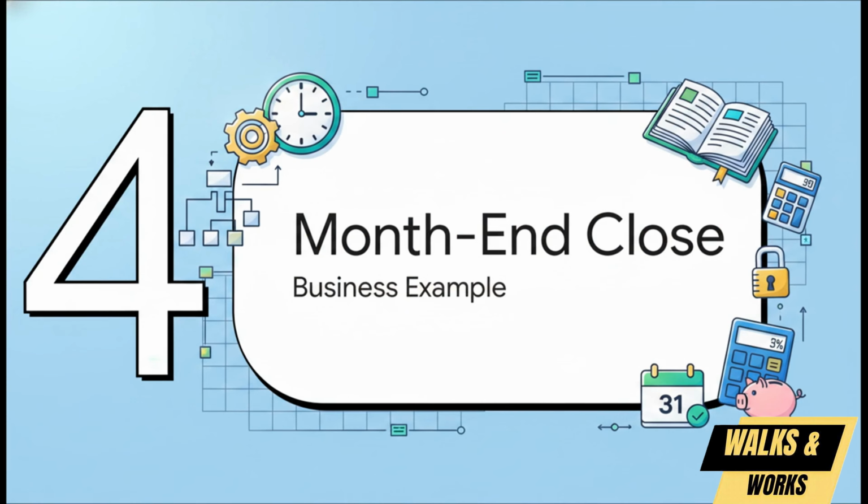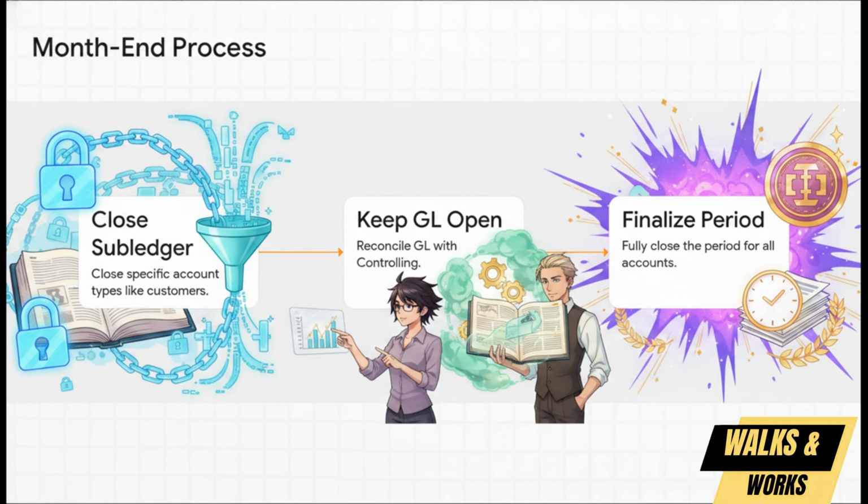Let's move to Section 4 and see how this all builds into a real business scenario for navigating the month-end close. Imagine a typical accounting department at the end of the month. To stop new daily transactions from messing up the close, the very first step is locking down the subledgers. They'll close the period for the specific account types related to customers and vendors. But step 2 is totally crucial. The general ledger accounts, which sit in that main account interval, have to stay open just a bit longer. This gives the finance team breathing room to reconcile the general ledger with controlling for that period, without any rogue new vendor invoices sneaking in. Once that reconciliation is wrapped up, step 3 is finalizing and fully closing the period across all account types, the whole shebang.